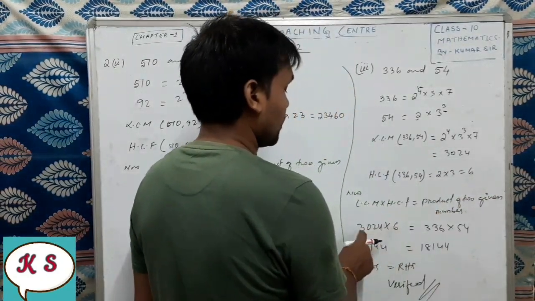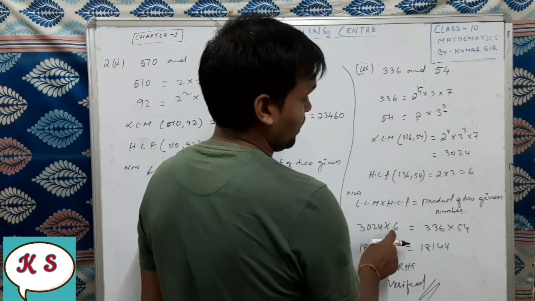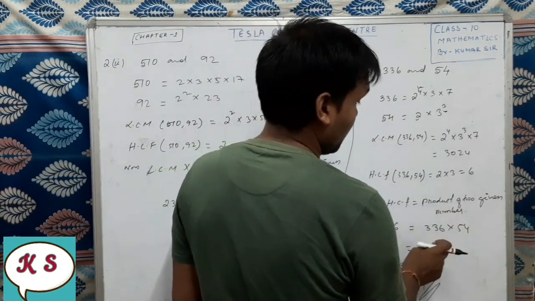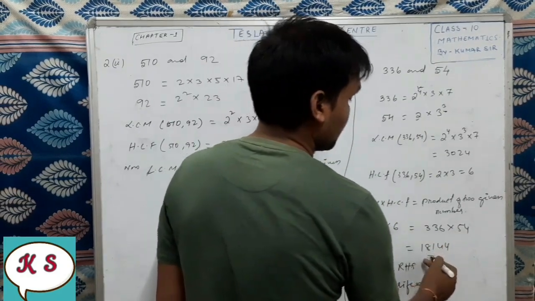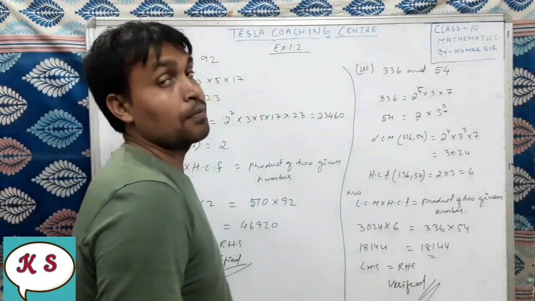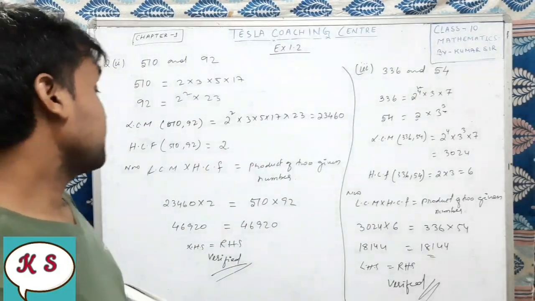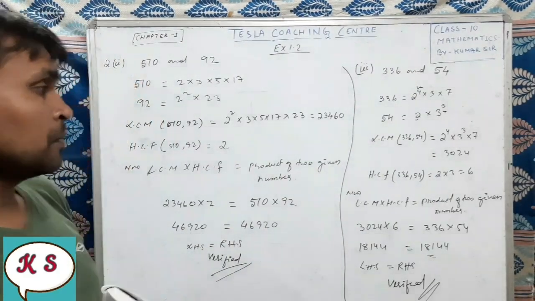Now again verification. LCM into HCF is equal to the product of the two given numbers. So LCM is 3024 into 6, and the product of the given numbers is 336 into 54. So when you multiply, you get this much. It is coming equal, therefore it is verified. So this is about question number 2.